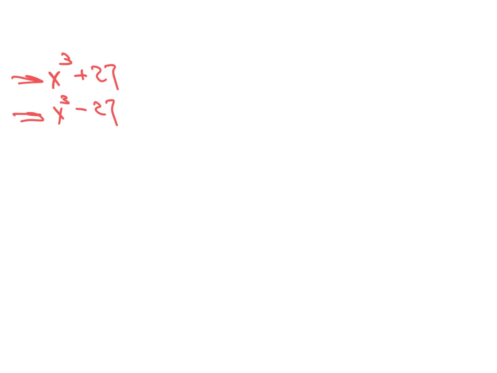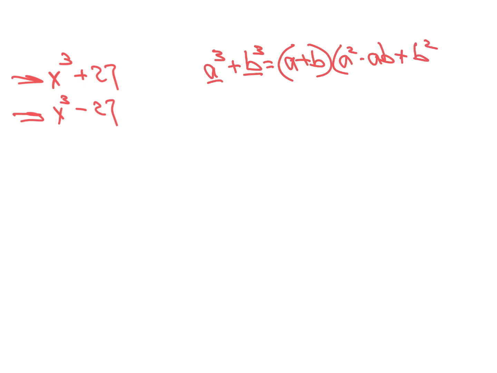Okay, so if I have, instead of an x cubed there, let's say that I just call it a cubed. And instead of 27, I say I have a b cubed. So that's just basically any 2 numbers or variables. That is going to equal the first term plus the second term times the first term squared minus the first times the second plus the second. Okay? So let's look at this following this formula and see where the answer comes from.